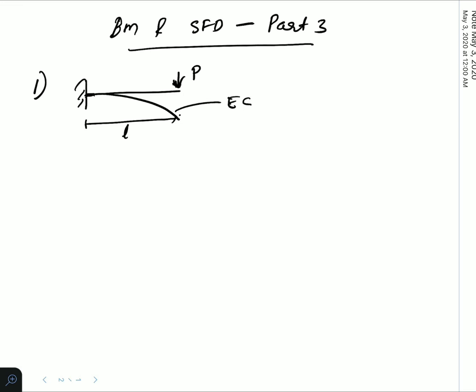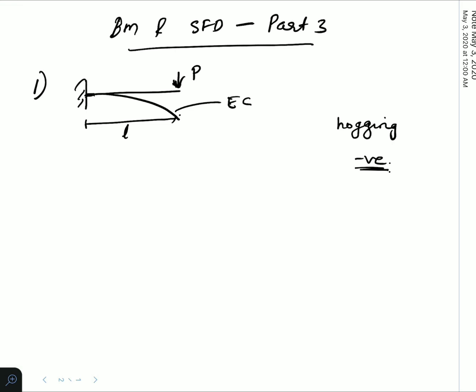So this will be a hogging moment. Hogging moment we represent as negative. So the bending moment diagram will be negative. The shear force diagram we have to draw first.